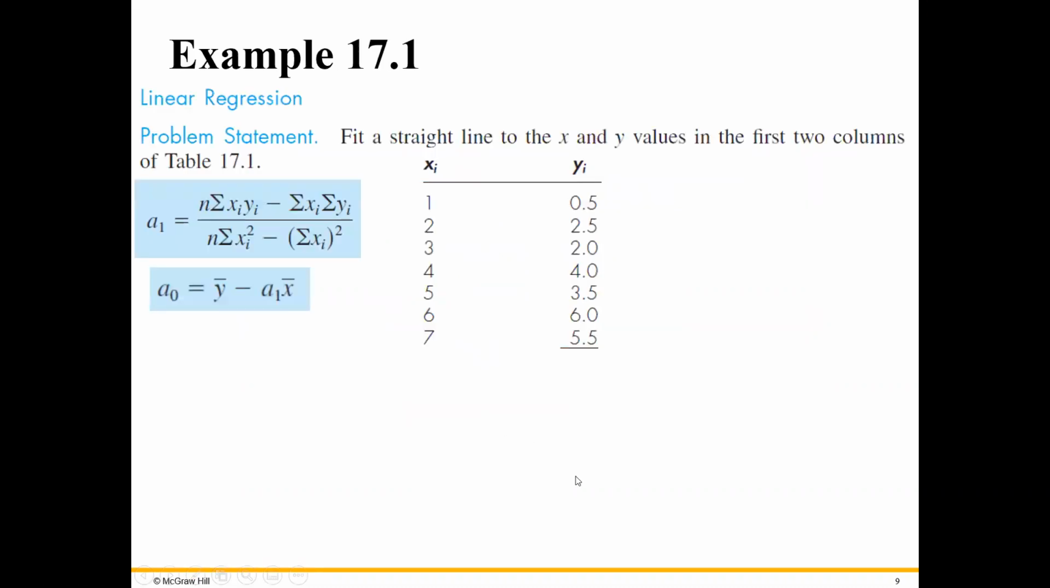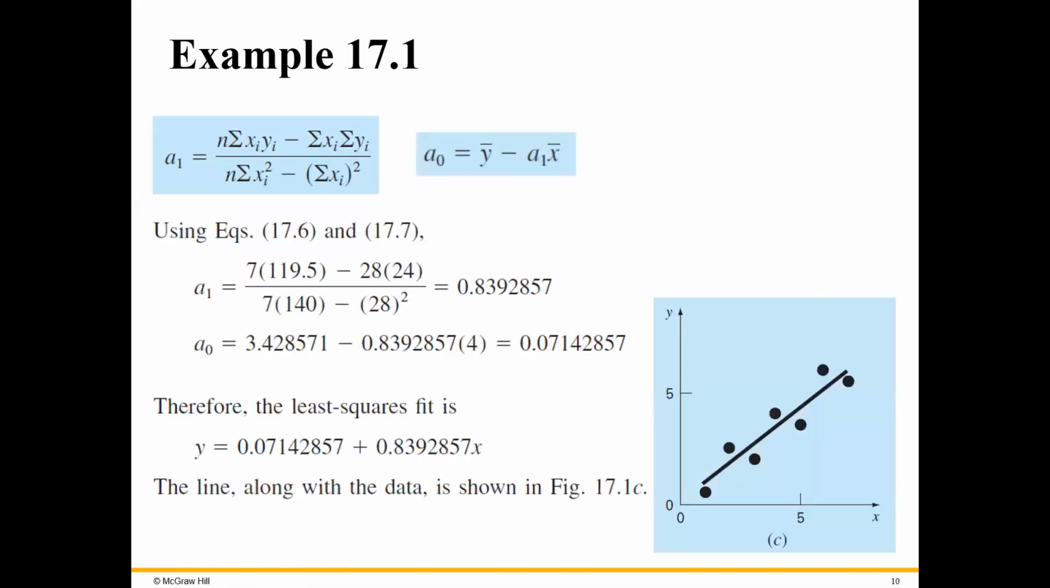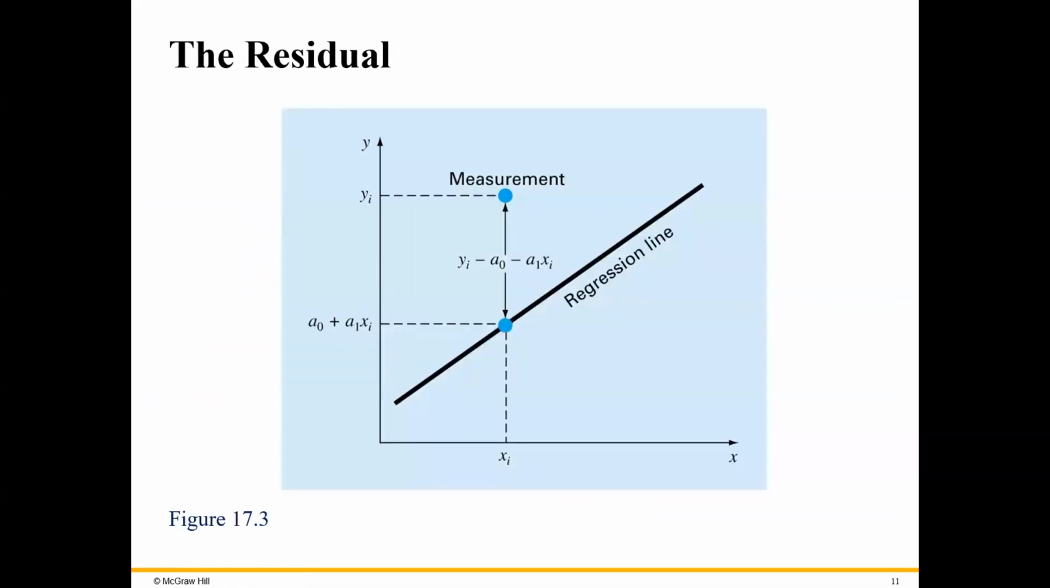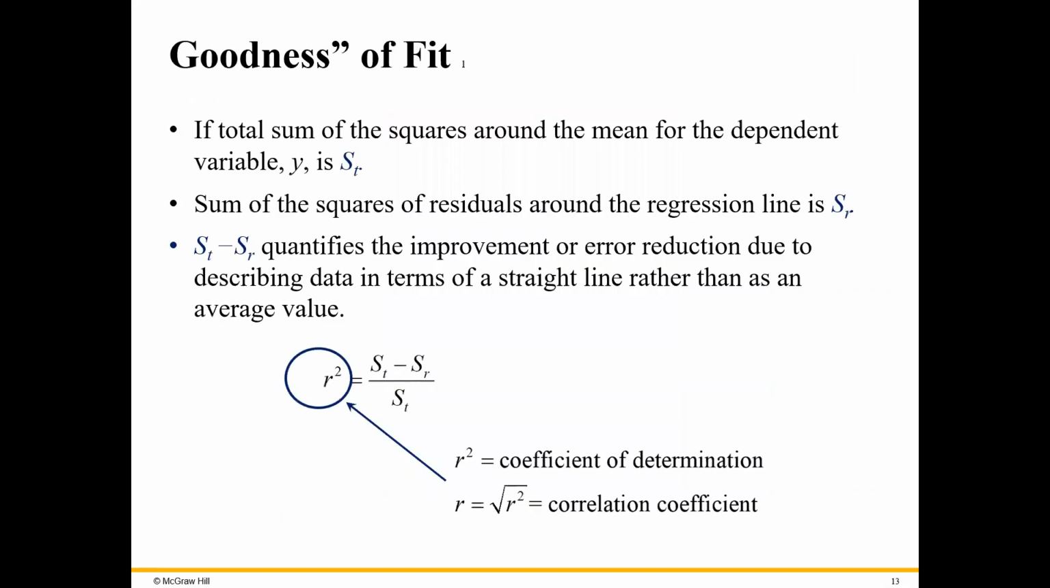Next, we looked at the example for this linear regression. So this example has been covered. Then we looked at the residuals and tried to understand the meaning of the residuals. And then we looked at a measure which is called the goodness of fit, which is determined as R square and R.